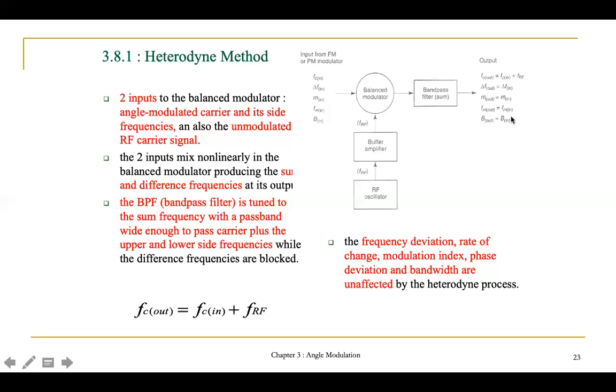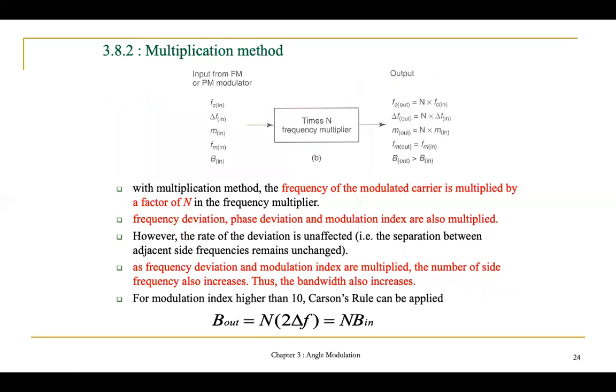So that's why it says here that the frequency deviation, rate of change, modulation index, phase deviation, and bandwidth are unaffected by the heterodyne process. Only the carrier frequency is affected. So your FC out now is equal to FC in plus FRF. Okay, so that is the heterodyne method.